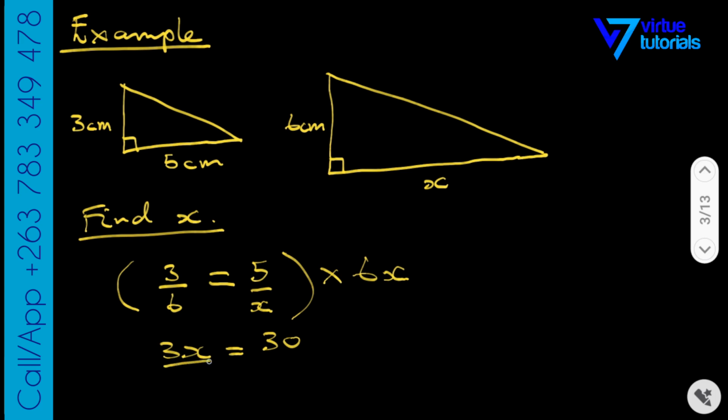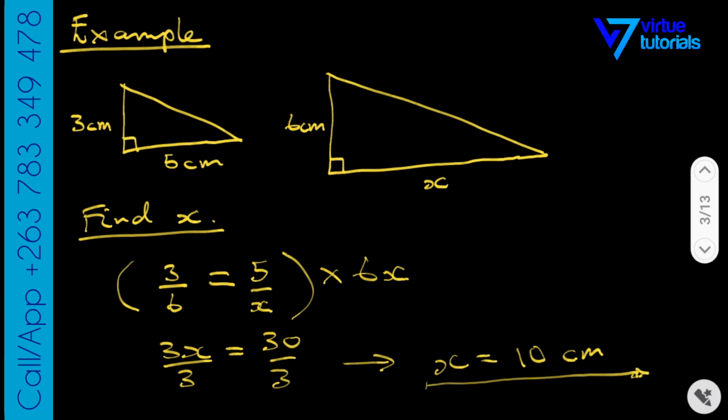Once I get here, I divide both sides by 3. That means x is equal to 10 centimeters. So that's it. That's the simple thing. I used my understanding that the ratios of lengths are consistent between corresponding sides of similar shapes. I established that in an equation, and then I solved the equation to find my value of x.